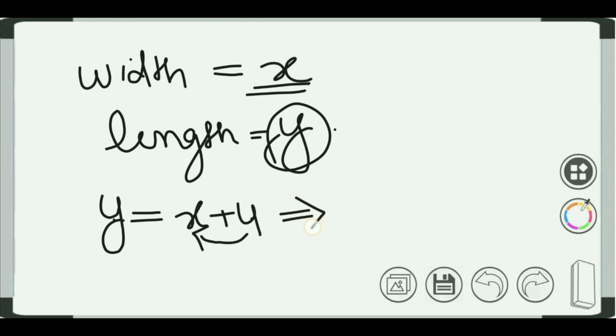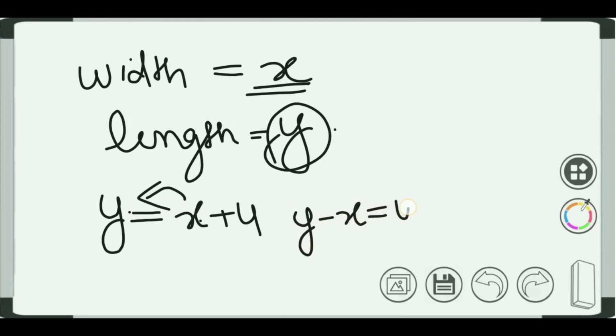I am writing it properly. I am taking x this side, so positive x will become minus. y minus x is equal to 4. Okay, this is your equation number 1. y minus x is equal to 4. Another information given in the question is what?